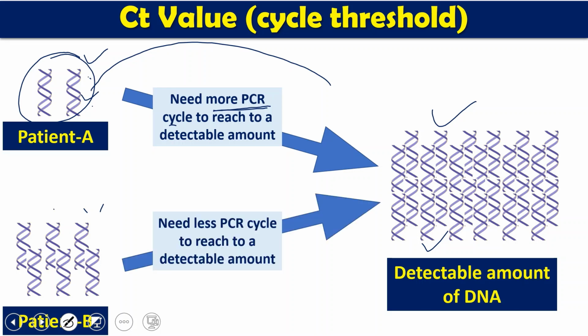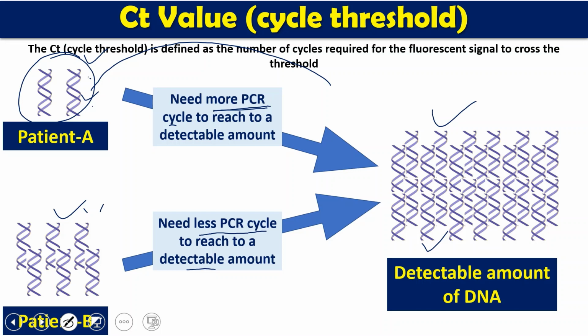When you have a high number of DNA copies, you need to run only fewer PCR cycles to reach the detectable amount. So if less DNA, less virus, is present in a host, then you need to run more PCR cycles. When more virus is there, you need to run fewer PCR cycles to reach the detectable amount. So this is called the CT value, the cycle threshold value.